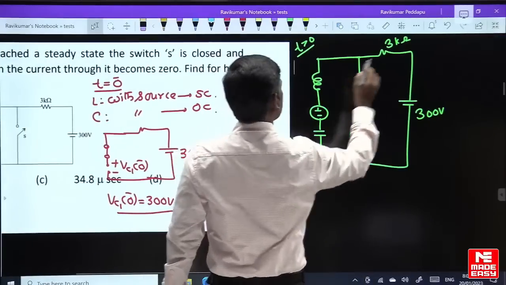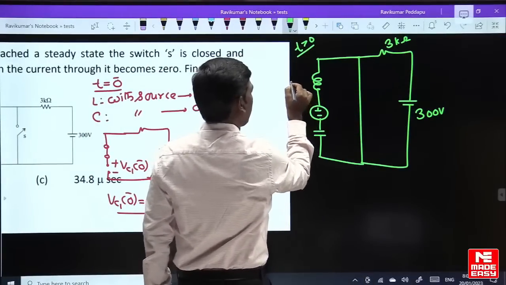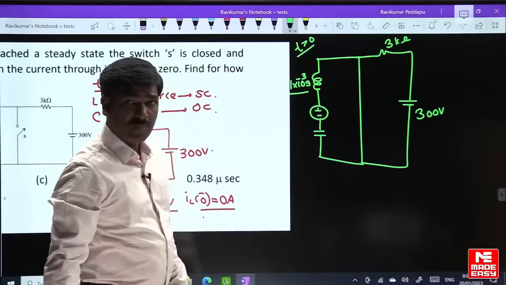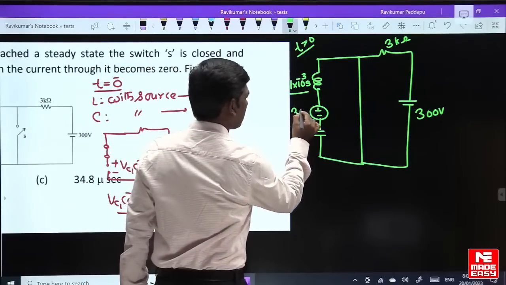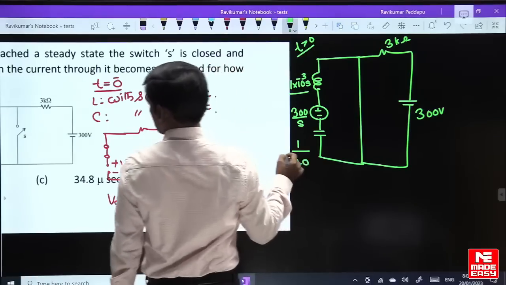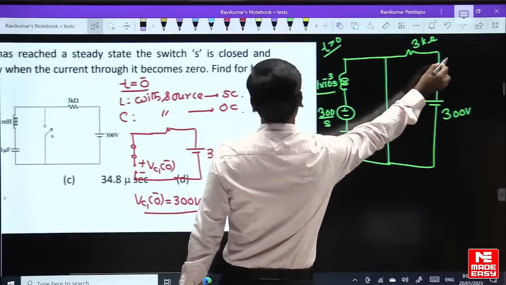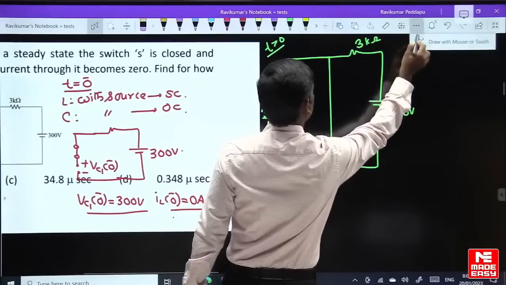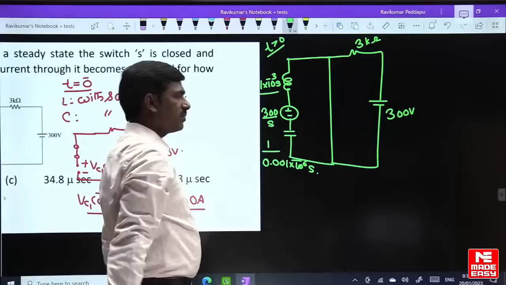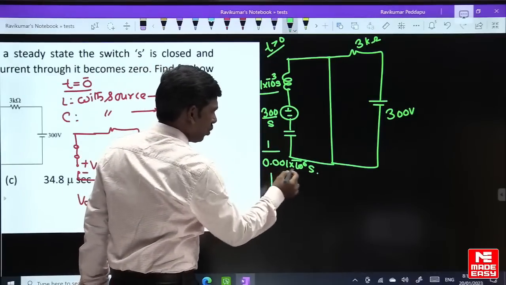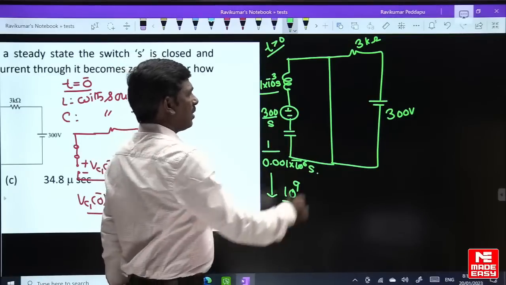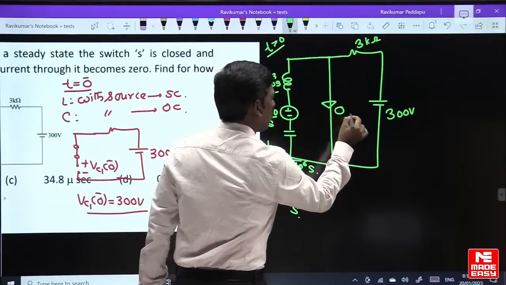1 millihenry, that is 1 into 10 to the power of minus 3 into S in Laplace transform. V0 by S, 300 by S. Capacitor is 1 by 0.001 micro into S. So this value becomes 10 to the power of 9 by S. The current at t = 0 should be 0 amperes.